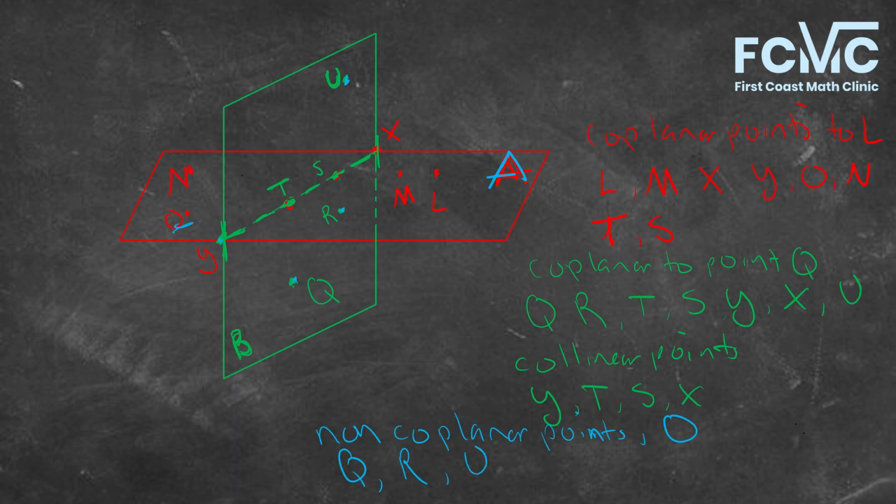But can we say Y, T, S, and X are non-coplanar to point O? No, we can't because they're on the intersection of both of these planes. They're on the intersection of plane B and plane A. That's why we're including them in both of our planes. Y, X, T, and S are on both planes because they're on the intersection of plane A and plane B.